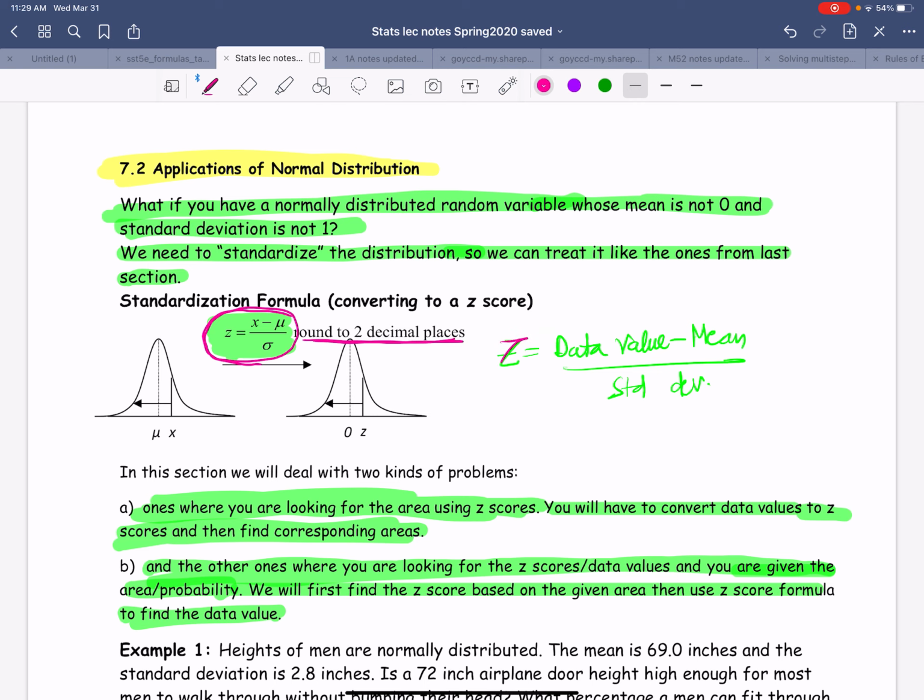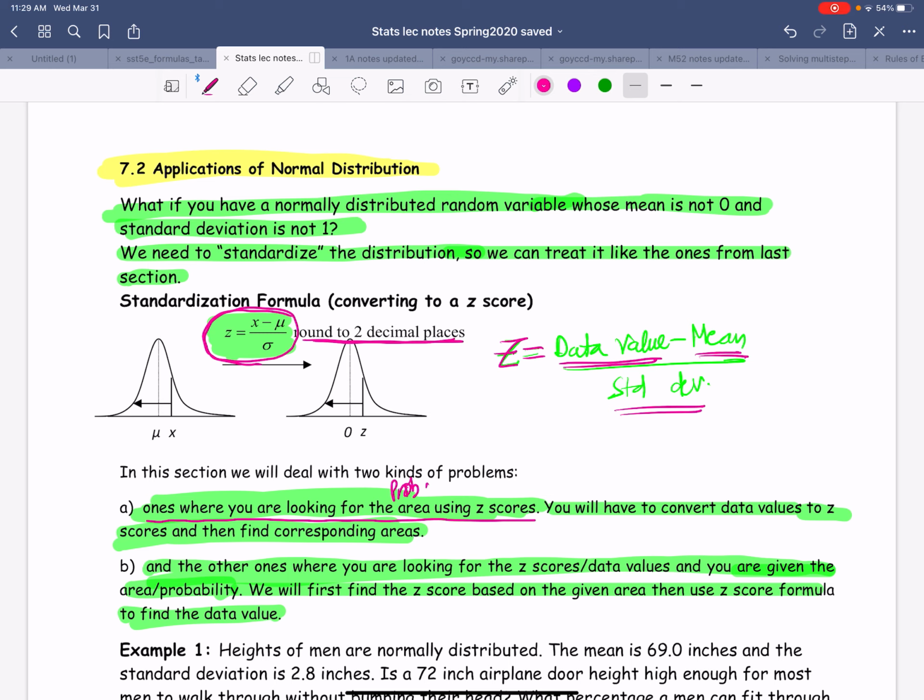So z-score is equal to x, the data value, minus the mean, divided by standard deviation. In this section, we're going to be dealing with two kinds of problems. One's where you're looking for the area using z-scores. Area and probability is the same thing. Area and probability correspond to each other.